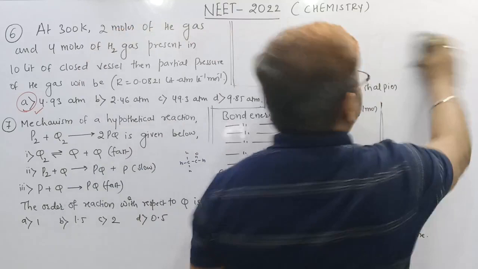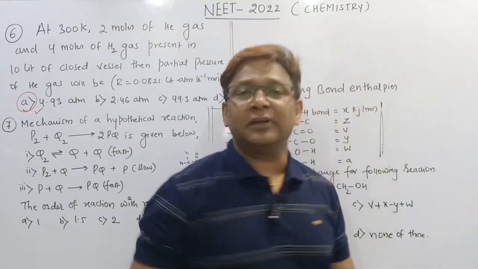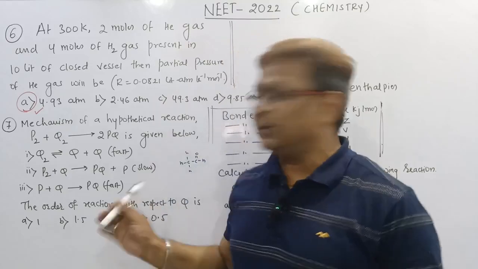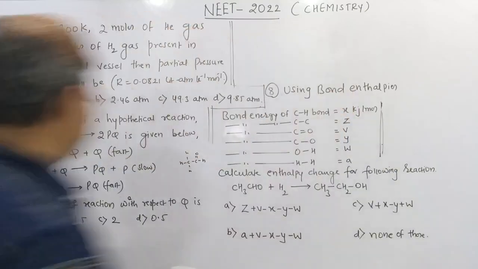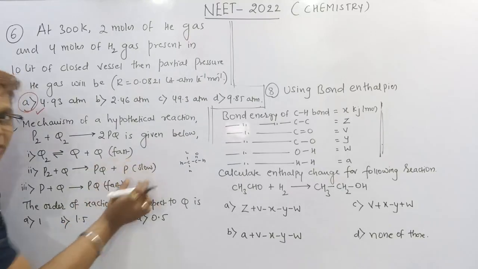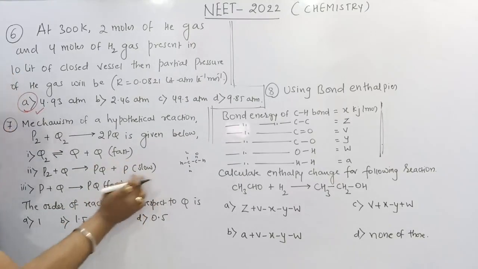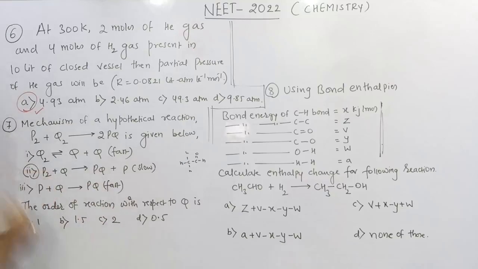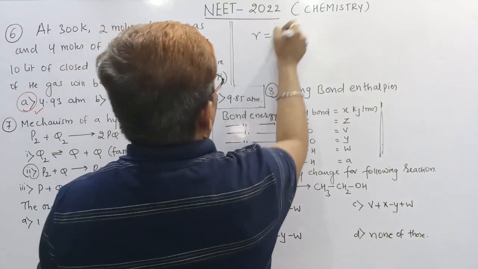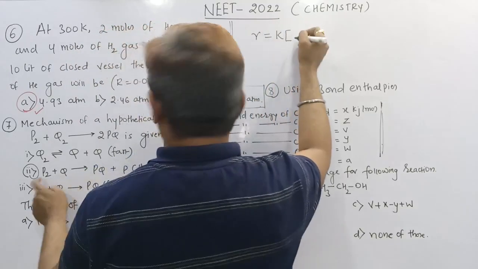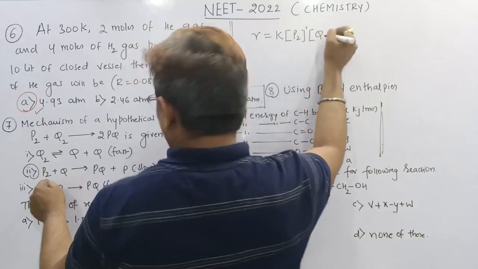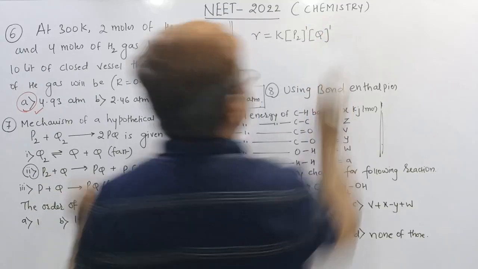A rate law expression depends only on the experimental condition, not on the given condition. So for this one, among the fast, then slow, and then fast, first take out the slow. This is a slow step. For the slowest step, I am writing the rate law: R equals K into concentration of P2 to the power of 1, concentration of Q to the power of 1.